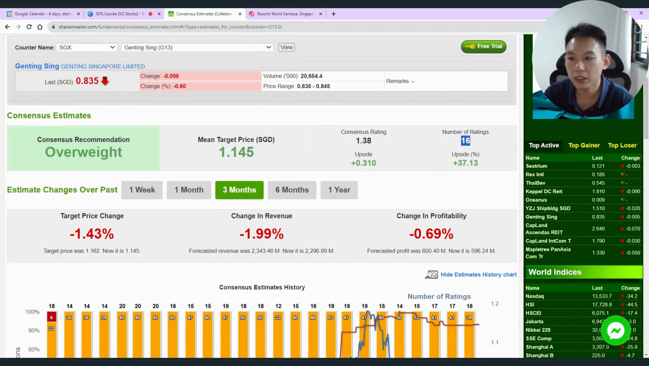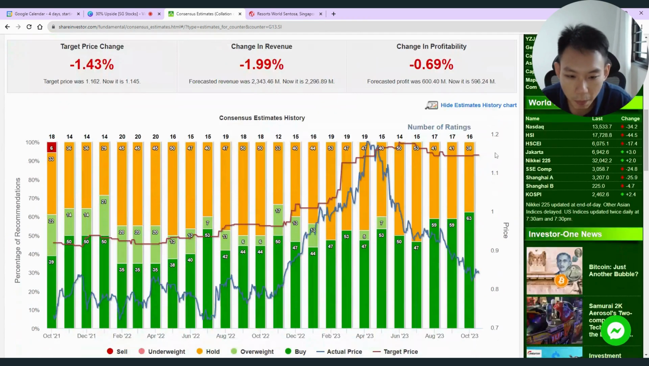So you can see that Genting Singapore has many more analysts covering it than maybe Dairy Farm, because I would say that Genting Singapore is more interesting. It's easier to analyze as compared to Dairy Farm, which has a lot more outlets and many different segments, right? Genting Singapore only has one business in Sentosa. Anyway, we have a potential upside of more than 37%. So that's quite incredible.